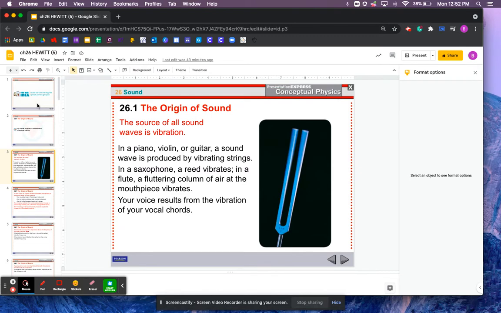If you're in band and maybe you play a reed instrument such as a clarinet or a saxophone, what happens is the reed in the instrument vibrates back and forth in the mouthpiece, and that's what produces the sound. Even you talking or me talking right now, there's a vibration in my vocal cords. If you try talking and you put your hands up against your throat, you can kind of hear the vibration, especially if you make an ah sound. You can kind of feel it a little bit.